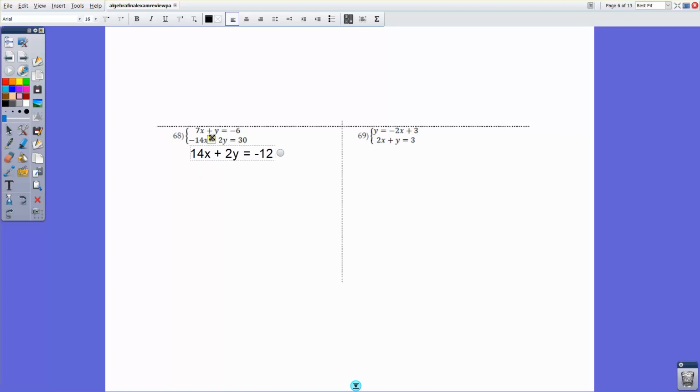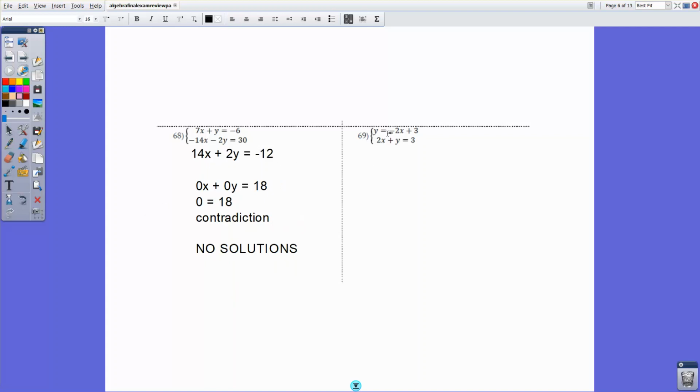And then if I vertically combine these, you'll notice that I'm going to get 0x and 0y. So 0x plus 0y, and that will equal 18. Okay, well, it's not possible for that to happen because this would both be 0. 0 does not equal 18. This is a contradiction, and if we get a contradiction, there are no solutions. So that would actually be your answer to number 68, no solutions.